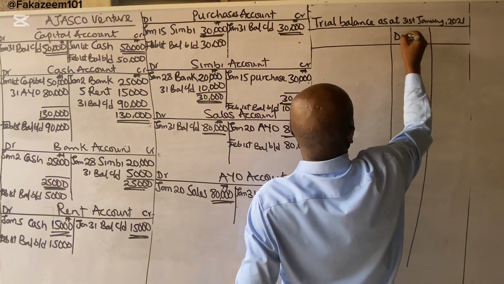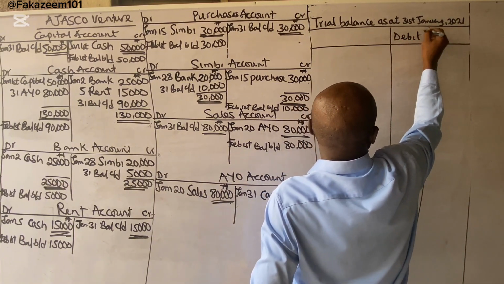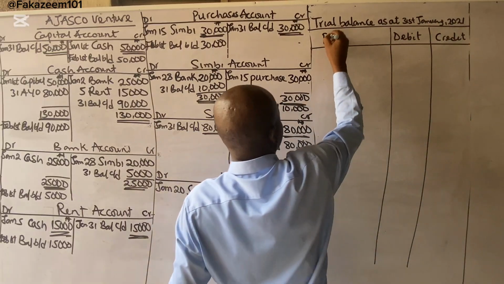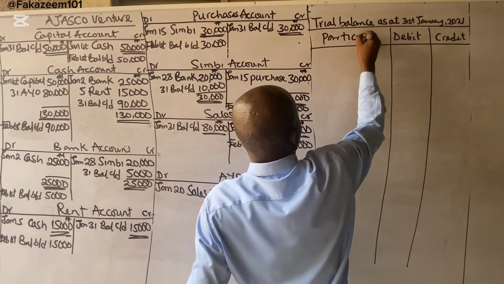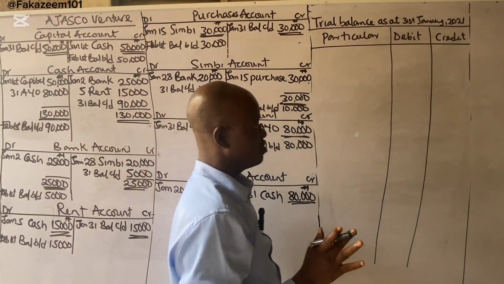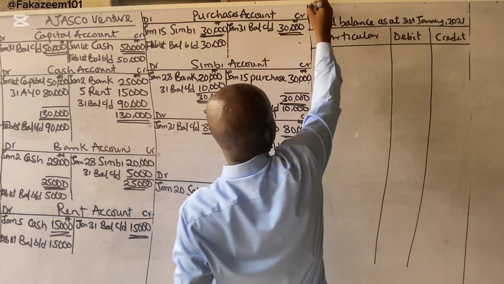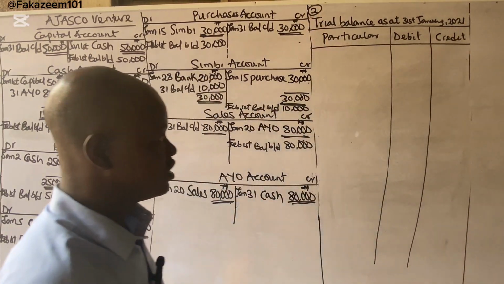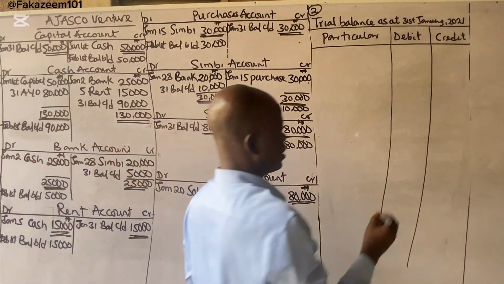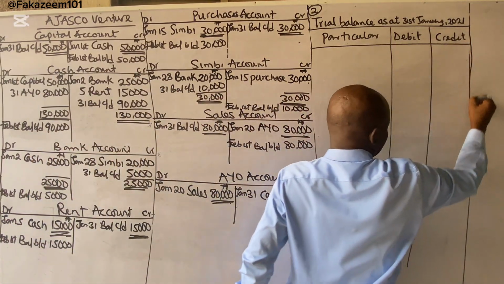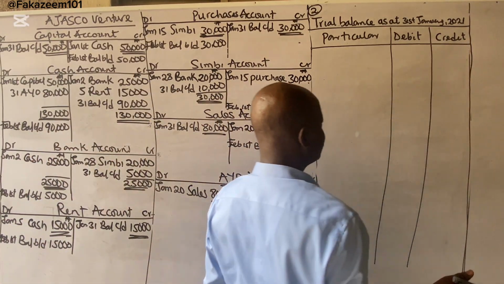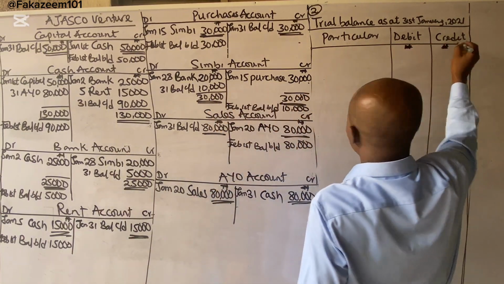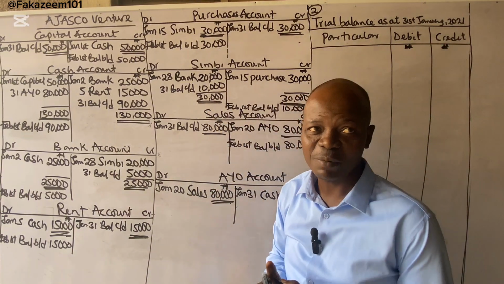2021. It has debit, it has credit. This is the format of a trial balance, and this is our solution. It's very easy, and it doesn't take time. How do we extract a trial balance? We put naira. Now, how do we extract a trial balance?